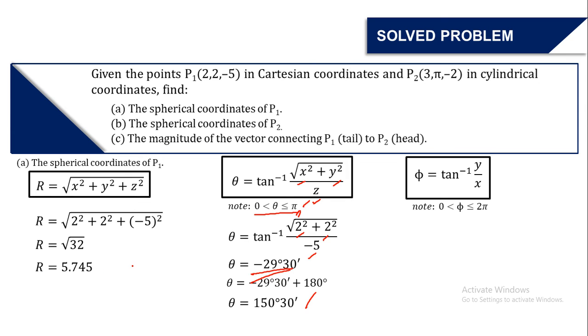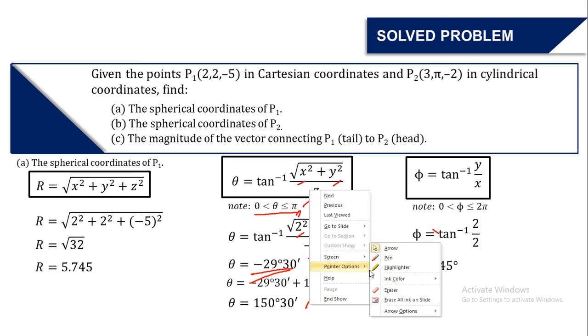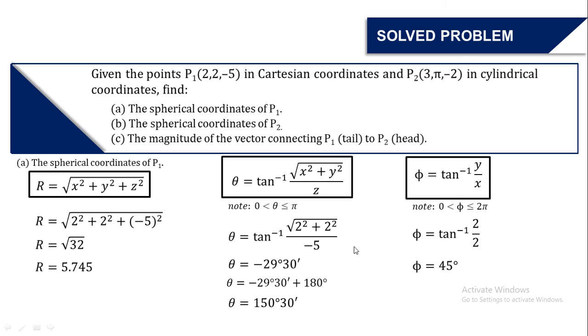Okay, so next. Sa phi naman, it is equal daw sa arctan ng y over x. So meron naman tayong y over x ng 2 and 2. Therefore, yung phi natin is equal to arctan 2 over 2, equal yan sa 45 degrees. Okay? So ano na yung final answer natin dito sa A? It is the point 1 with coordinates 5.745, 150 degrees and 30, and then 45 degrees. So that's for the first question.